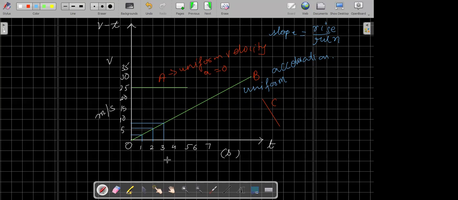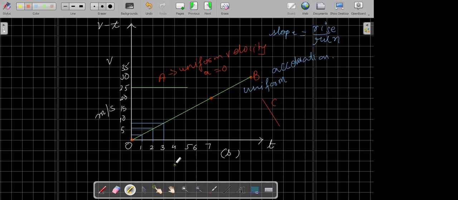So again, to find out the slope, we will use the same concept. You can take any 2 points on this graph. Let's say I choose this point and this point. So any 2 points are chosen, and you find the rise over run. You can take any point in between also. You find out rise over run, and that will be your acceleration.